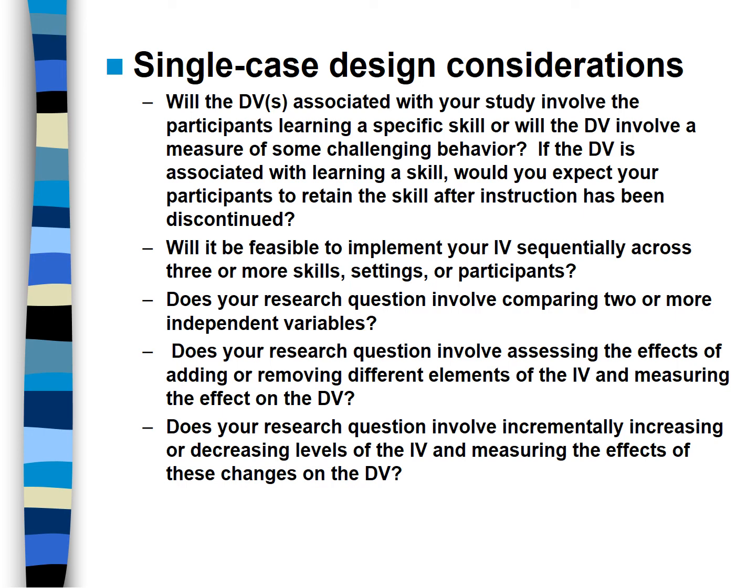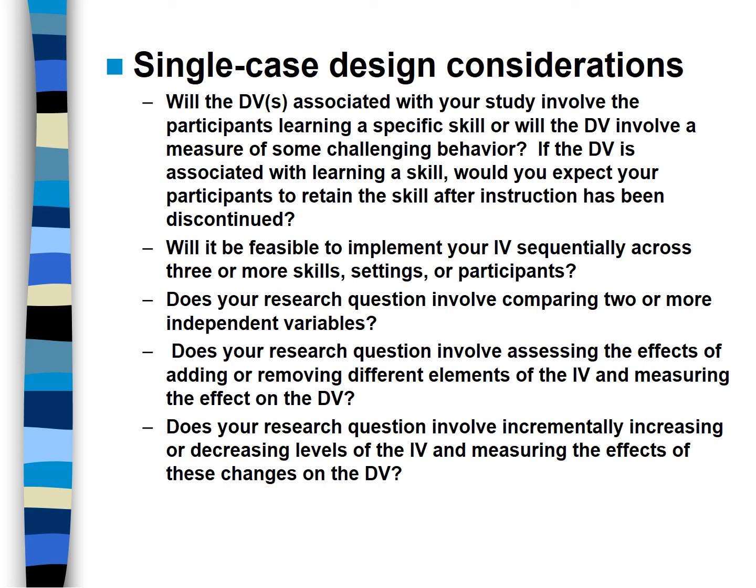Now the reason there is if you're teaching a skill, that rules out an ABAB design or reversal design because the skill's not unlearned. If it's a challenging behavior that's going to respond to an intervention, then you could use an ABAB type design.